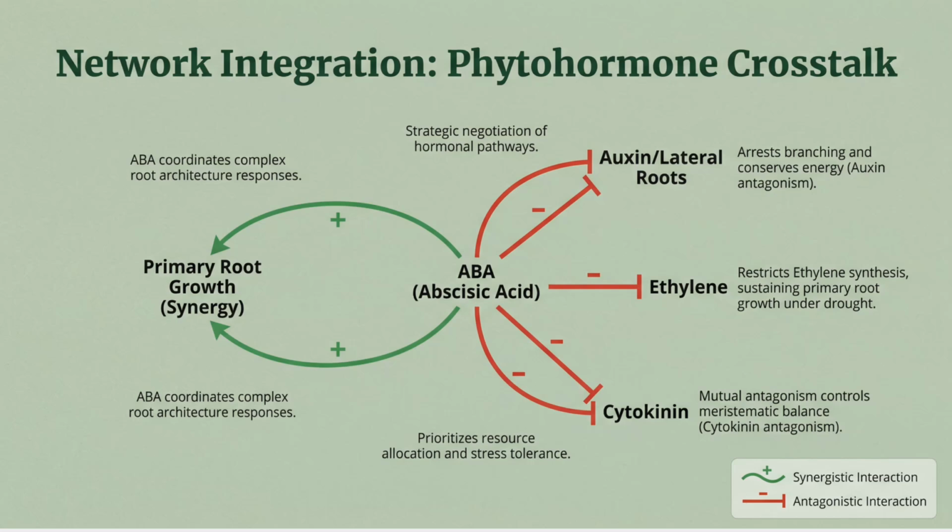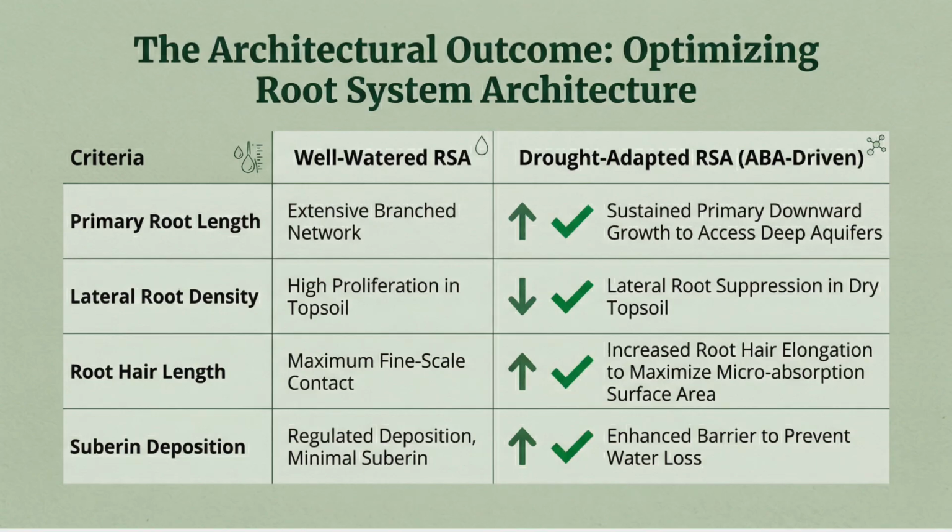are scarce. The summary table on this slide contrasts well-watered and drought-adapted root architectures, showing the functional outcomes of ABA action: sustained downward primary root growth, suppressed lateral root density in dry topsoil, increased root hair elongation for microabsorption, and enhanced suberin deposition to reduce water loss, all combining to optimize resource acquisition under stress.